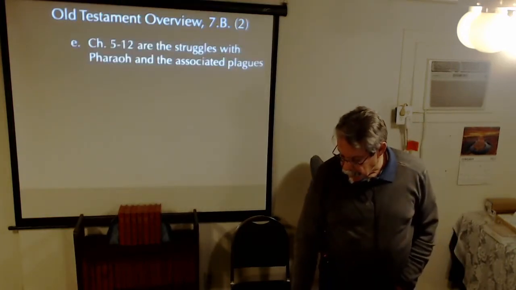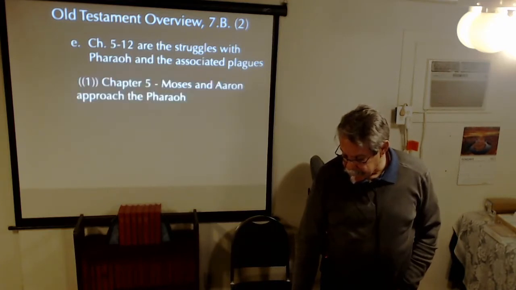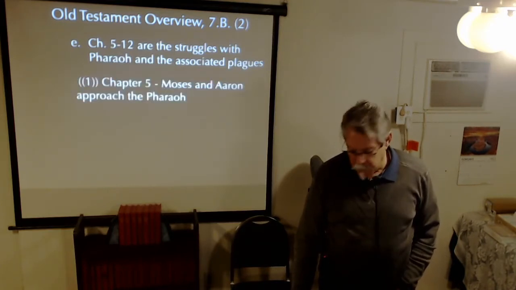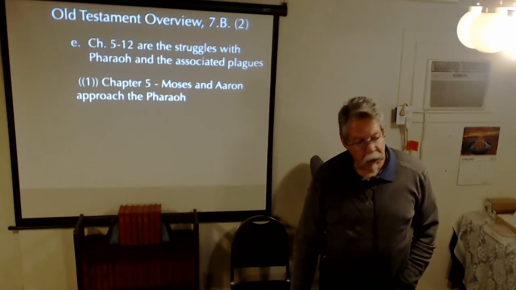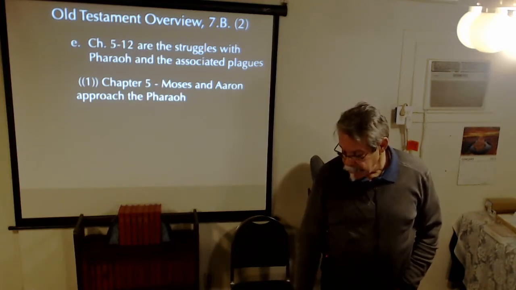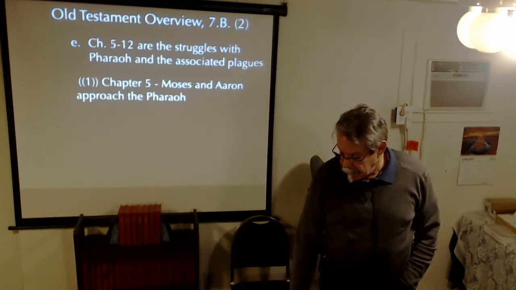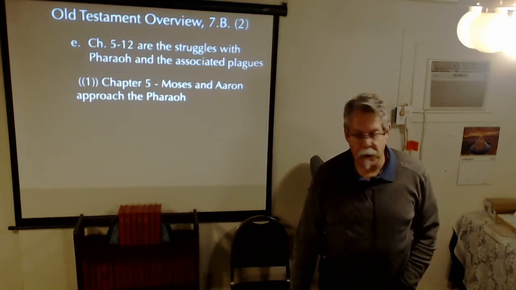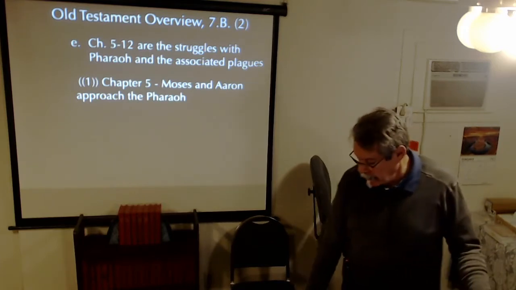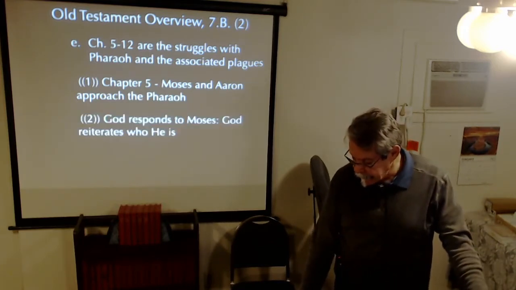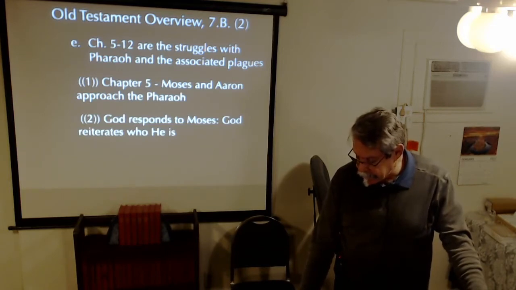And we saw that chapters 5 through 12 are the struggles with the Pharaoh and the associated plagues. We saw that Moses and Aaron approached the Pharaoh in point 1, chapter 5, and try to get the people released. And Pharaoh says no. And then God responds to Moses, and God reiterates who he is.